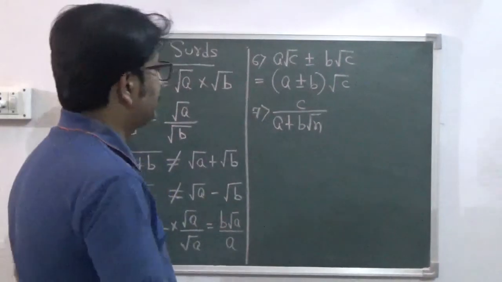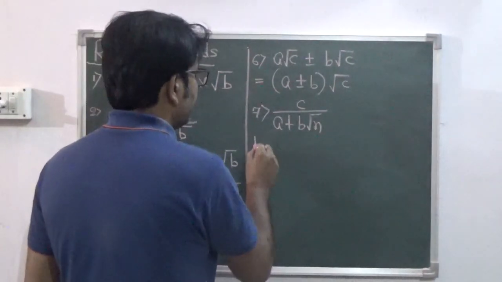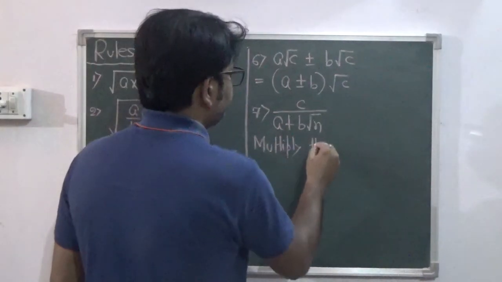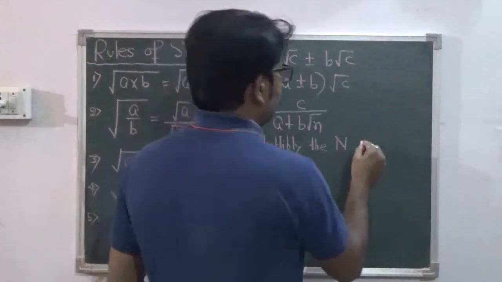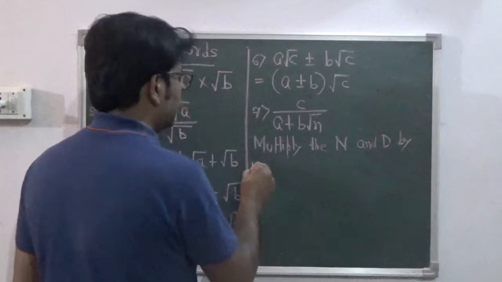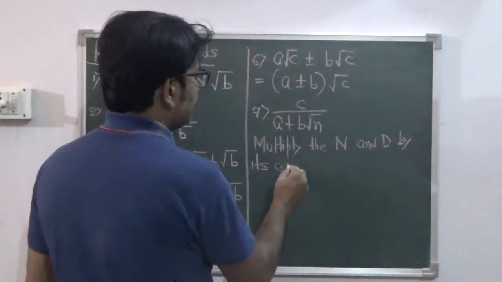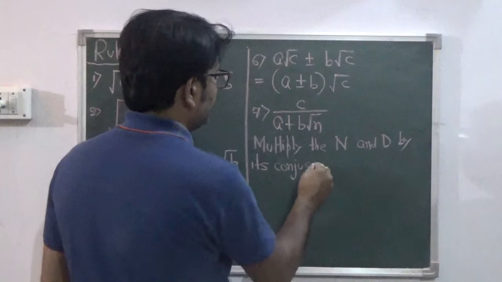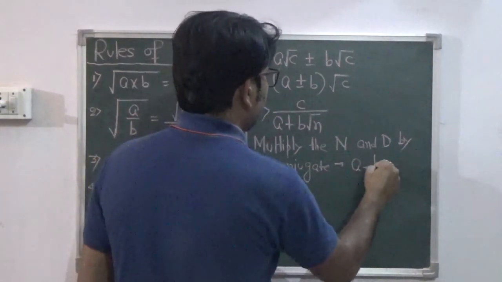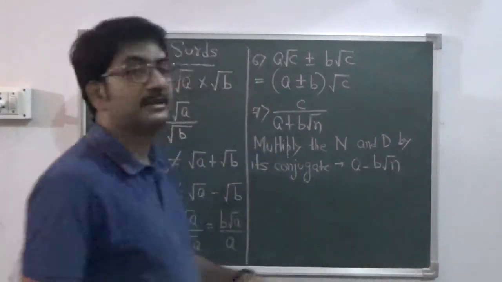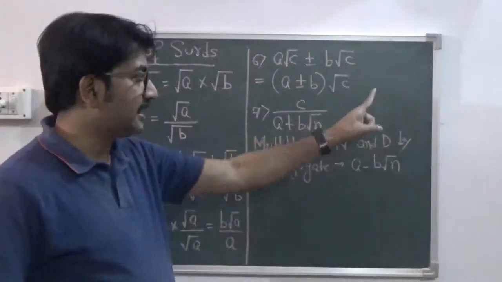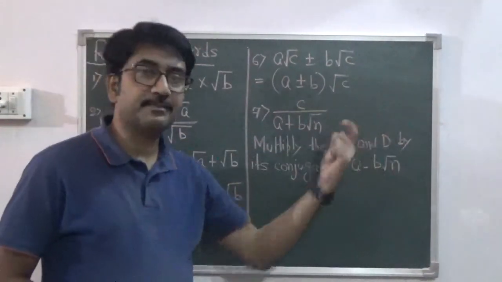So here we will multiply the numerator and denominator by its conjugate. The conjugate is what? A minus B root n. So in the denominator we have A plus B root n. We will multiply the numerator and the denominator by A minus B root n.